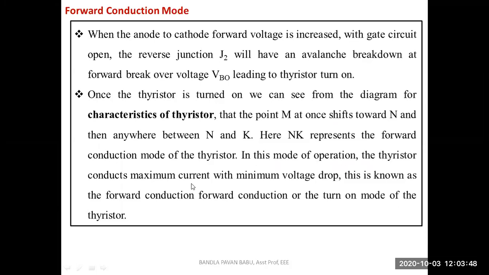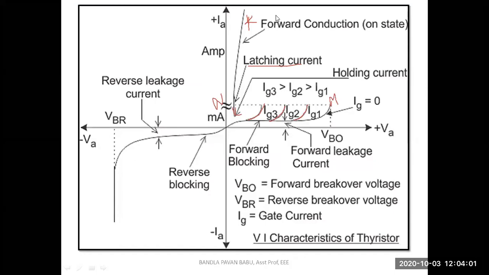In this mode of operation, the thyristor conducts maximum current with minimum voltage drop. This is known as forward conduction, or the turn on mode of the thyristor. So that's all about forward conduction of the thyristor. Why we have placed this IG1, IG2, IG3 means this is another mode of turning on the switch. We will see further in detail the different modes of operation and different turn on methods of the thyristor. In that I will explain it more clearly, but now we have studied only three modes of operation.